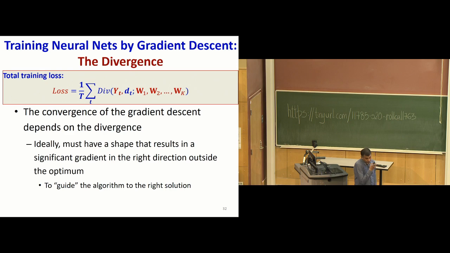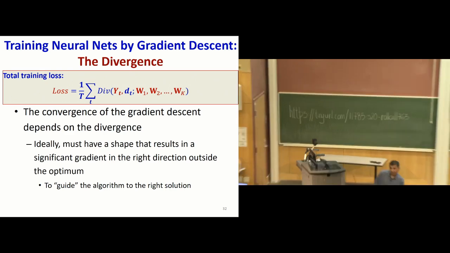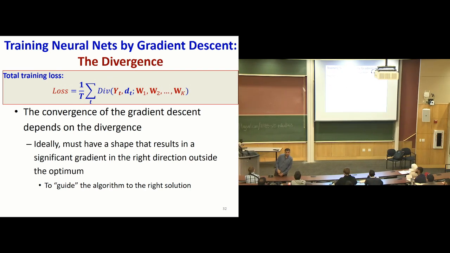So once again, here's how we defined our loss function. Our loss function was the average divergence over all of the training samples. So we are trying to minimize the loss, and the way we minimize it is we walk down the derivatives, the gradients of the divergence function, which means that our ability to minimize this function really depends on the nature of the divergence function, right?